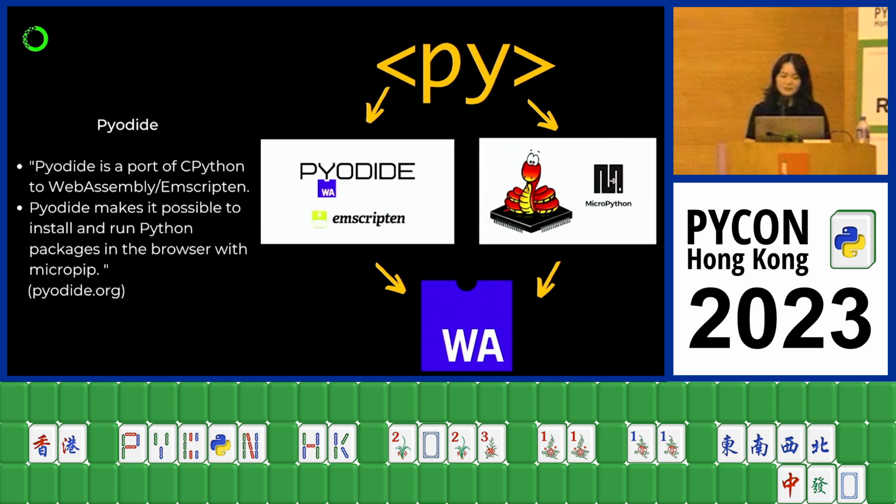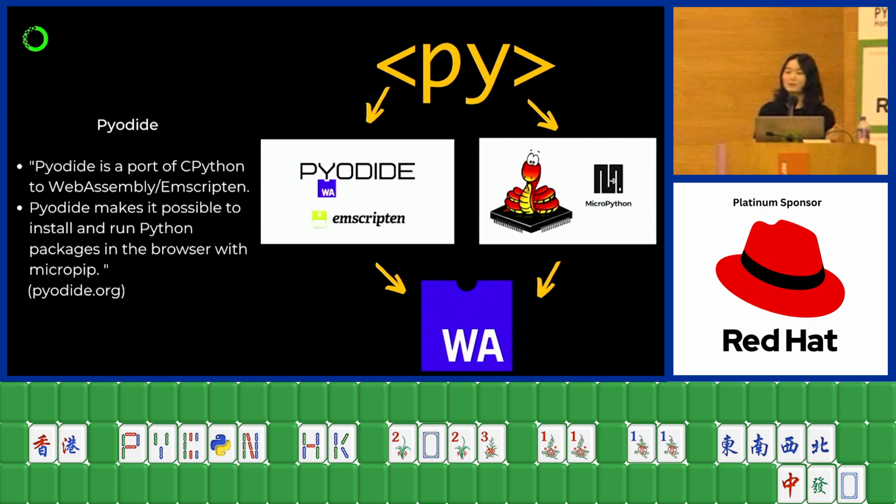Built on top of WebAssembly is Pyodide. It's a port of CPython to WebAssembly and Emscripten, which makes it possible to install and run Python packages in the browser with micropip. Micropip is similar to pip, but provided and maintained by the Pyodide ecosystem.